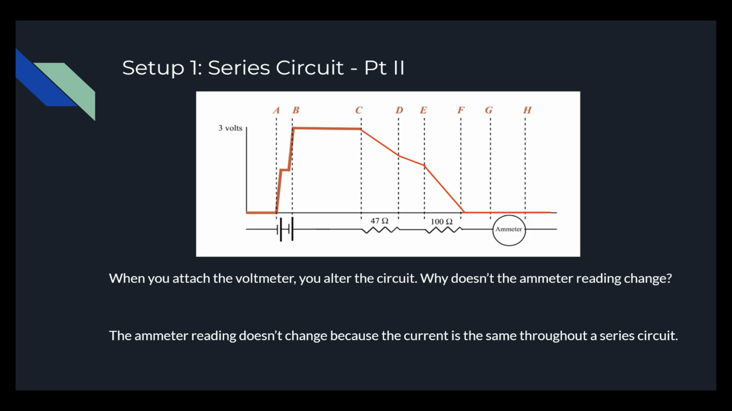When you attach the voltmeter, you alter the circuit. Why doesn't the ammeter reading change? The ammeter reading doesn't change because the ammeter is essentially acting as a non-resistance part of the circuit. It's just a wire. It's just observing the actual current flow.